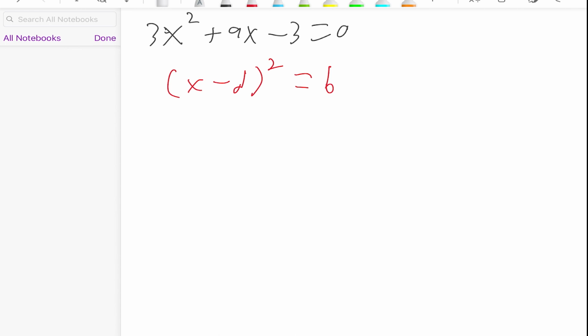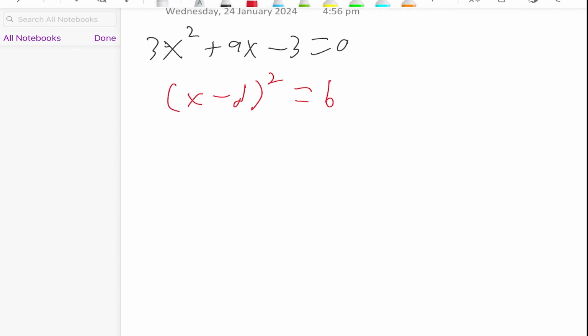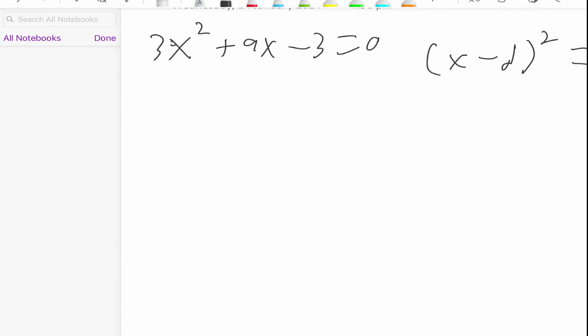Alright, so first things first, get out of here. Why? I don't want this, it's in the way. Alright, now first things first, we gotta divide everything by 3 because we need this coefficient here for x squared to equal 1. So we do x squared plus 3x take 1 is equal to 0.